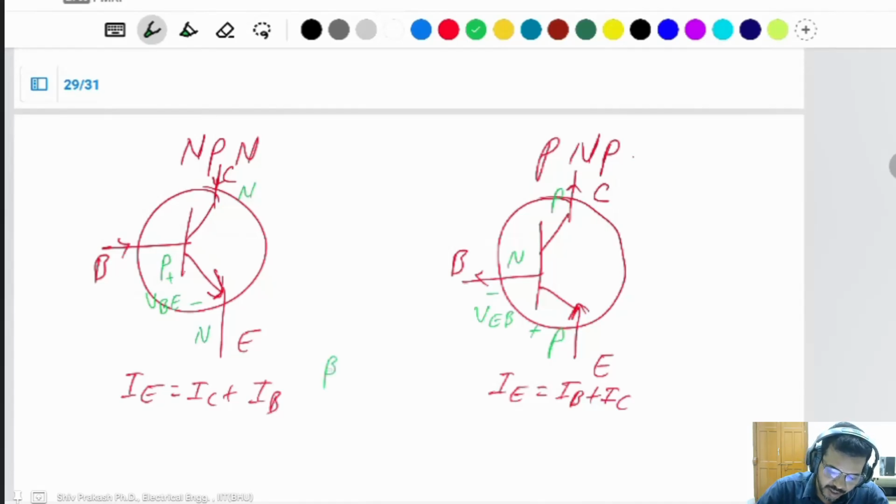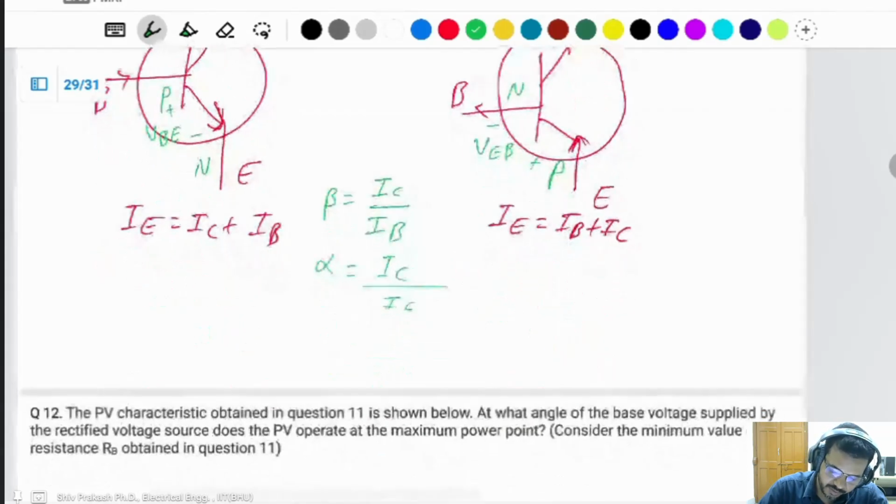And beta is the current gain, you know, IC divided by IB, the collector current to the base current. Alpha is equal to the collector current to the emitter current, the total current.